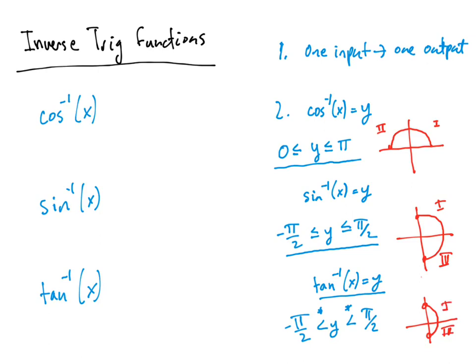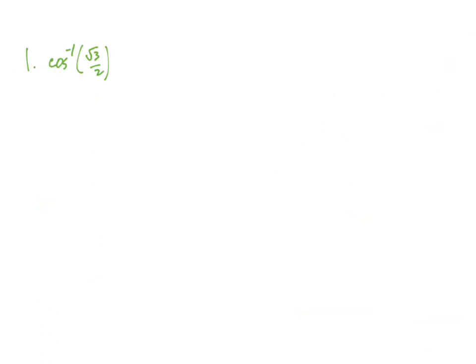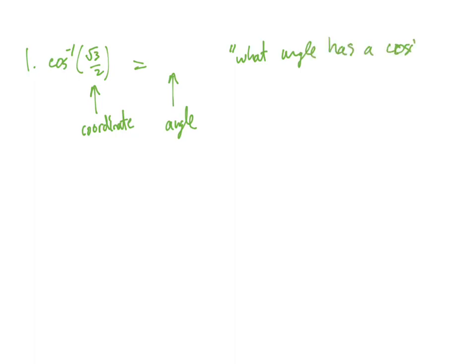So let's look at a couple of examples, keeping all of this in mind. For this first one, we have cosine inverse of root 3 over 2. Now, when we're talking about inverse trig functions, the input value, root 3 over 2, is a coordinate, and the output value is going to be some angle. So what this question is asking is, what angle has a cosine value of root 3 over 2?